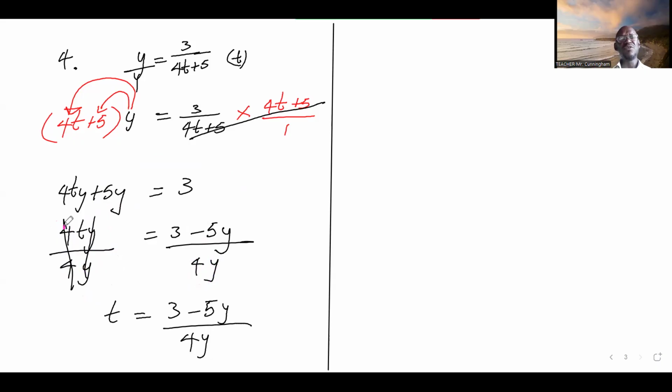So canceling out the 4y, you're left with your t. And t is equal to 3 minus 5y over 4y. That's it.